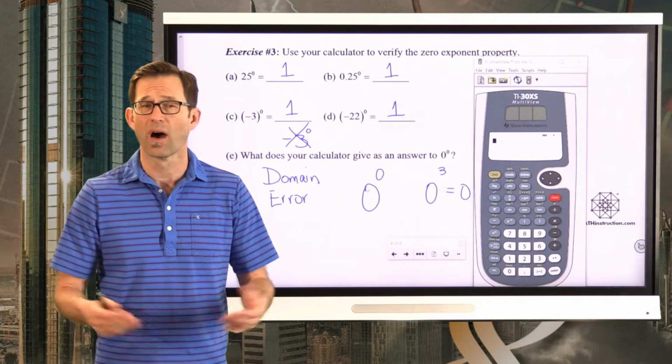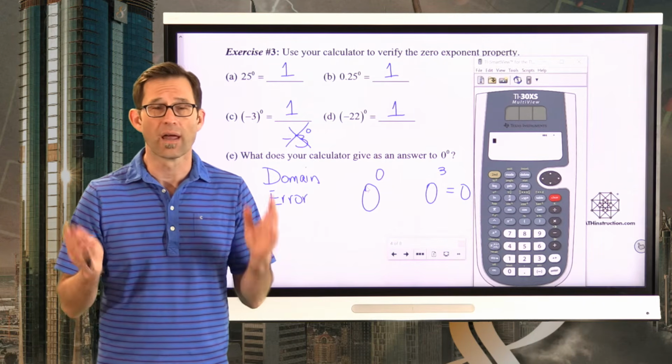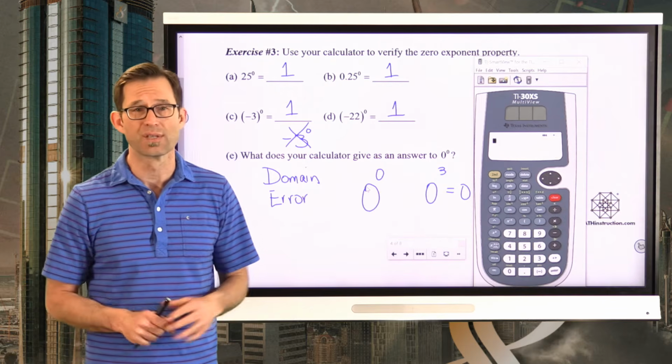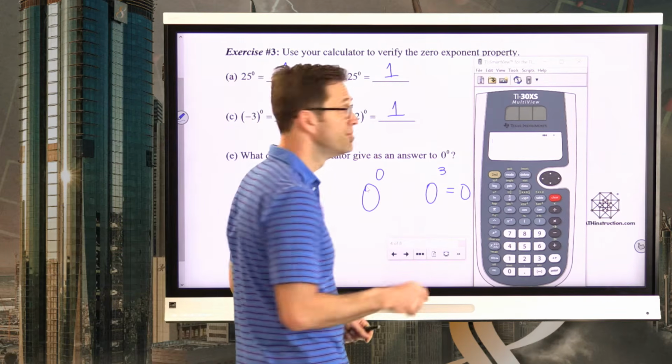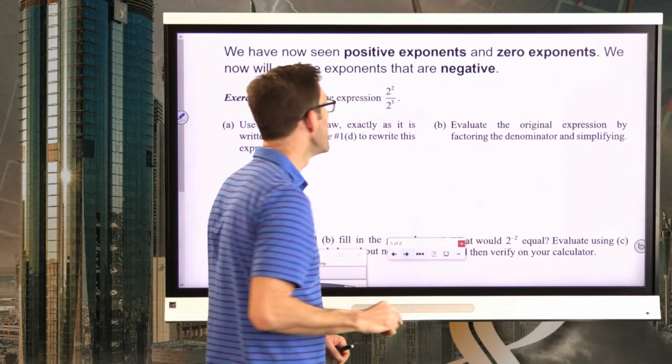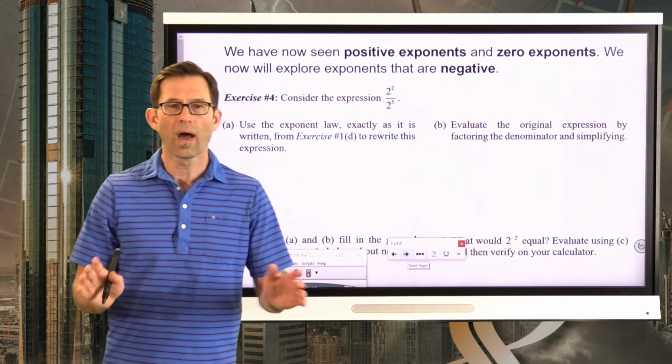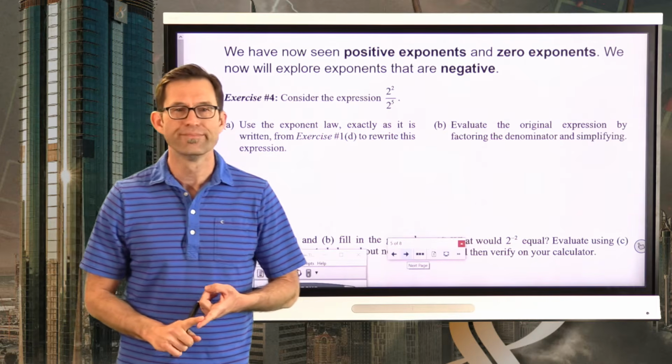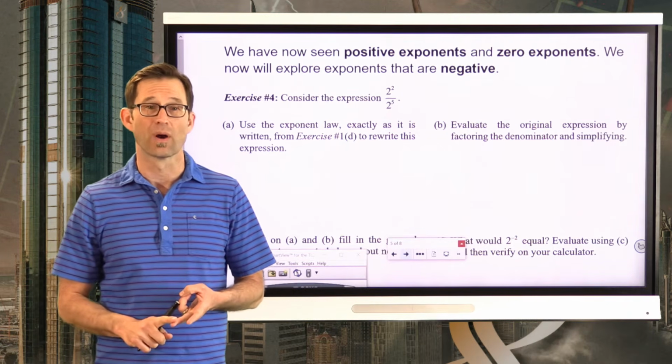It's not 0, it's not 1, it's not infinity, it's not -2. 0 to the 0 just isn't a number. Weird, but true. All right, let's keep going. Now we've got exponents that are positive whole numbers, and now we've got an exponent of 0.